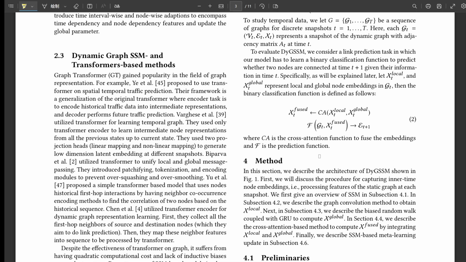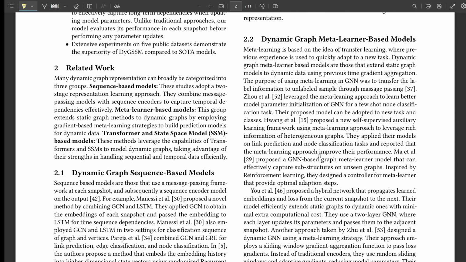That makes a lot of sense. And you mentioned they use an overlapped sliding window for training too. How does that fit in?